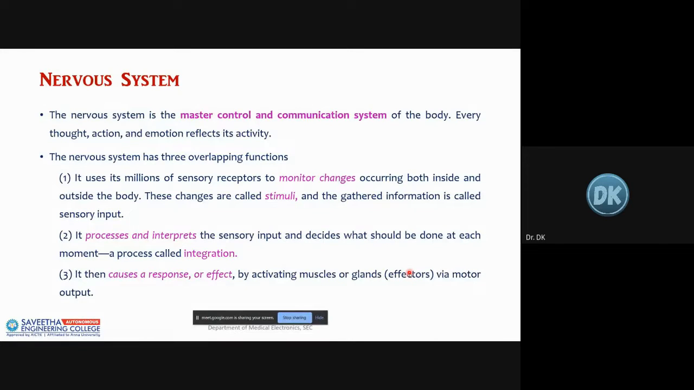For example, if your body is having some problem in your thyroid, if there is a problem in the thyroid gland, the sensory receptor will send the signals to the brain, and brain will send again the effect or the response to this thyroid gland, and it will increase the hormone secretion. Okay, so that's how the cycle is going on.